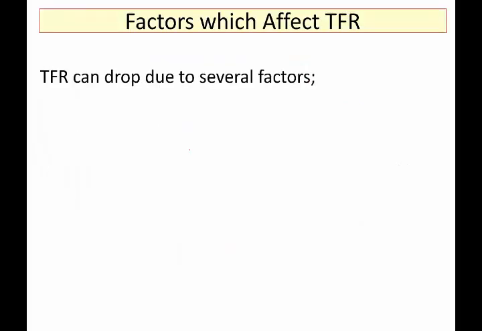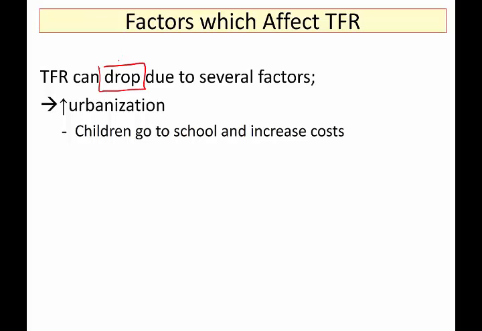But total fertility rate can drop due to several factors. So for example, increased urbanization. So the more city-like families live in, the less children they have, the lower the fertility rate. And the reason for that is it's more expensive to live in a city. Children have to go to school, and that costs money. So the more urbanization, the lower the fertility rate.